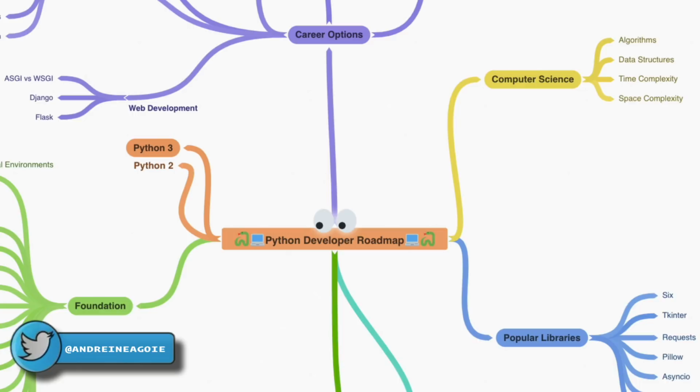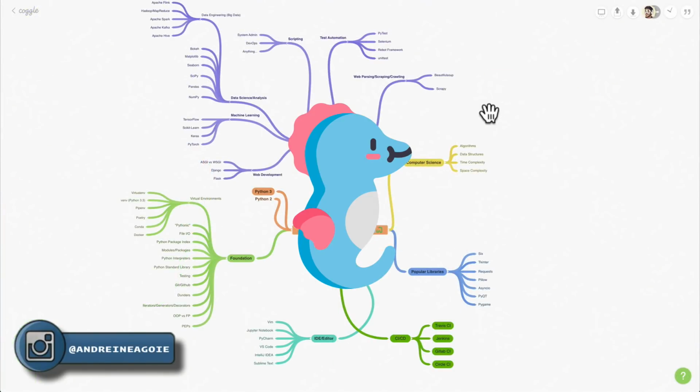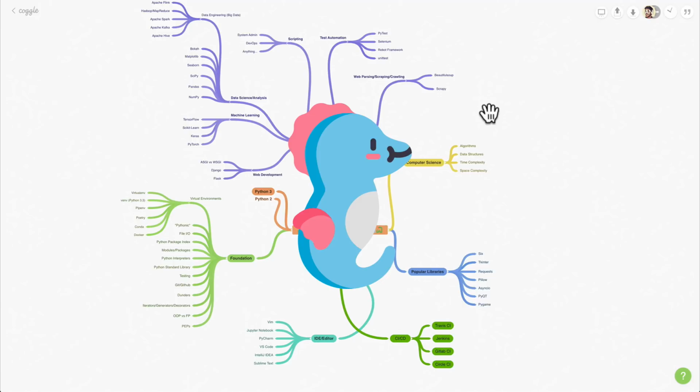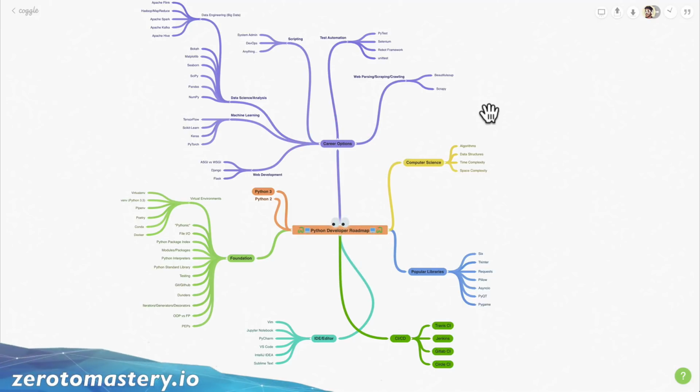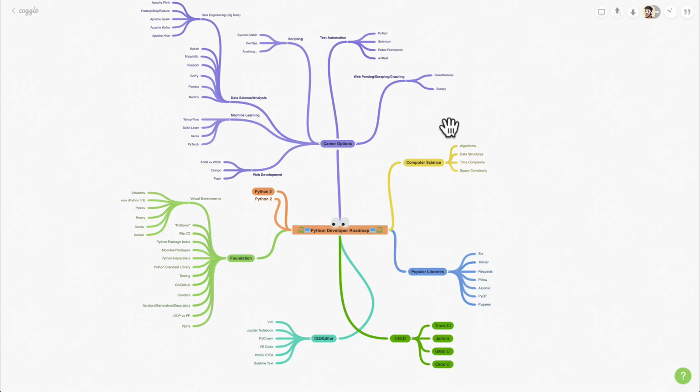Now, I want you to meet my friend, Sammy the Seahorse here. Yes, Sammy the Seahorse has been specializing in figuring out what the roadmap for a Python developer is. So, thank you, Sammy. Now, whether it's machine learning, data science, data analytics, data processing, web development, test automation, web scraping, Python is everywhere. And you're probably watching this video because you know that Python is in demand.